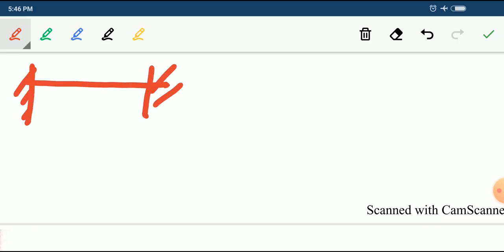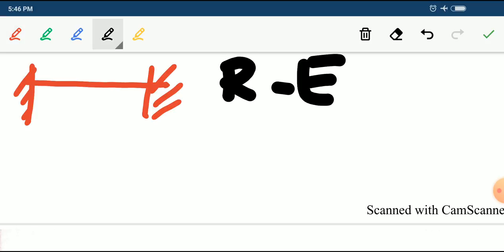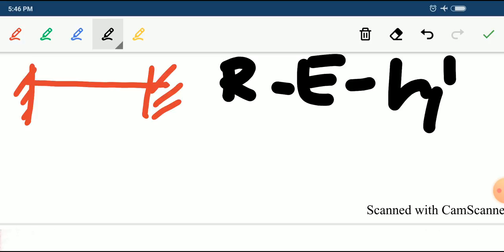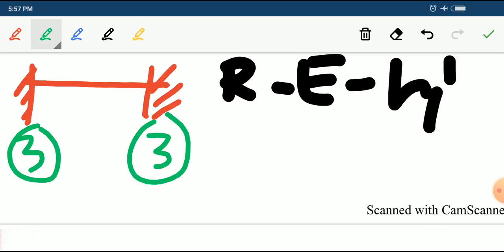So again both ends are fixed. Okay, so again I will write the formula here, that is R minus E minus H dash. You tell me the number of reactions here. For this one fixed support, how many reactions are here? Here 3 reactions. For this end again there will be 3 reactions.